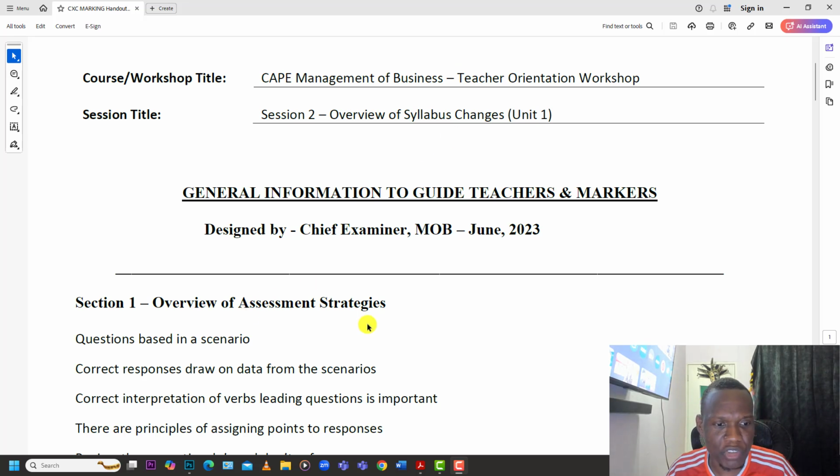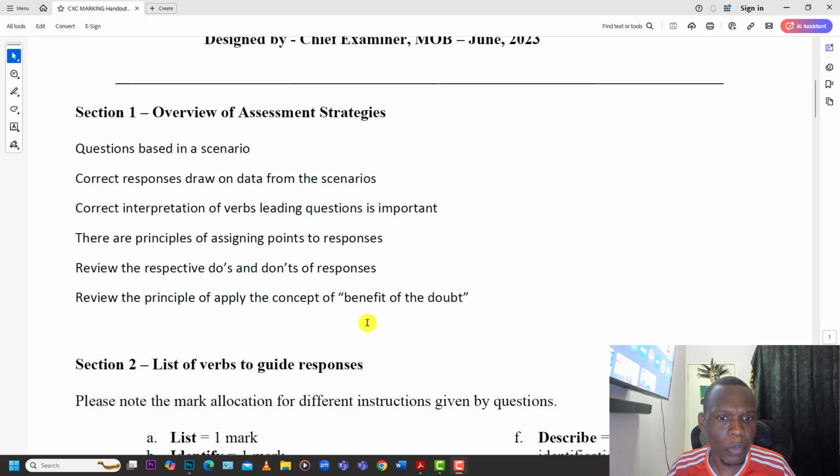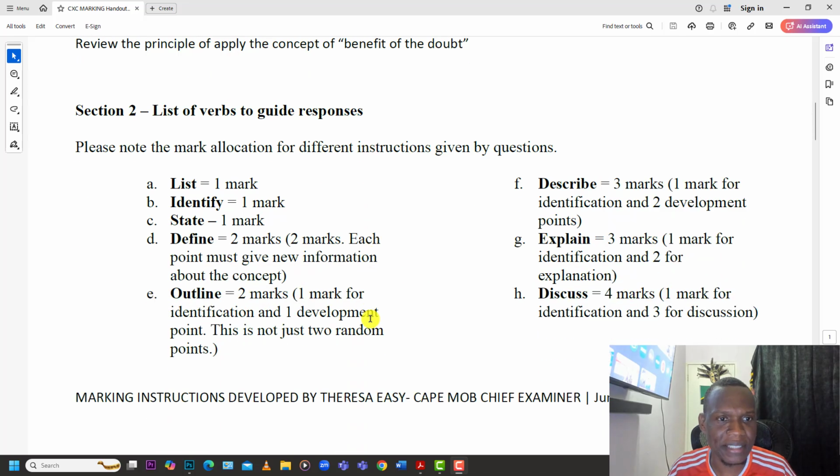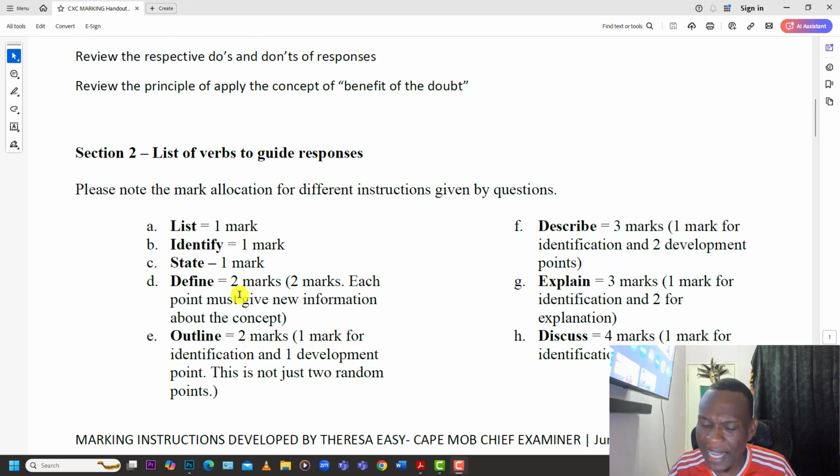So, overview of assessment strategies. What I want to really dig into is this section here, because a lot of persons tend to be very confused about some of these words that you see here on the screen and how to approach these words when you see them in a question. So, list of verbs to guide your responses. Please note the mark allocation for the different instructions given by questions. So let's go. A, list.